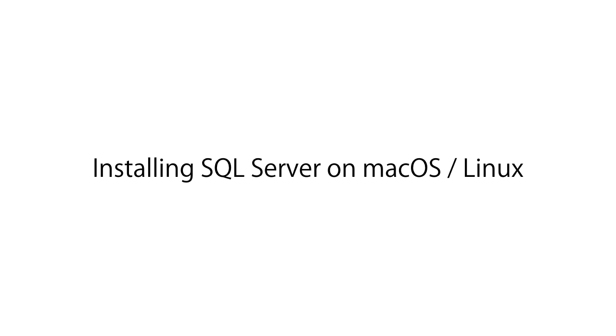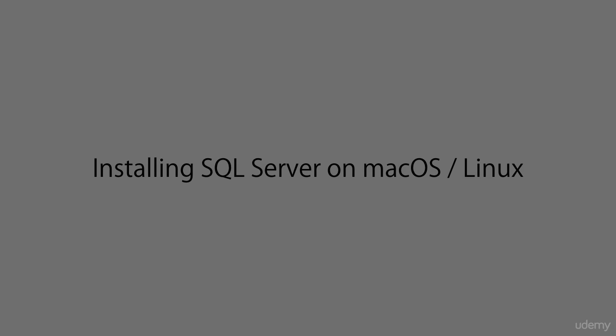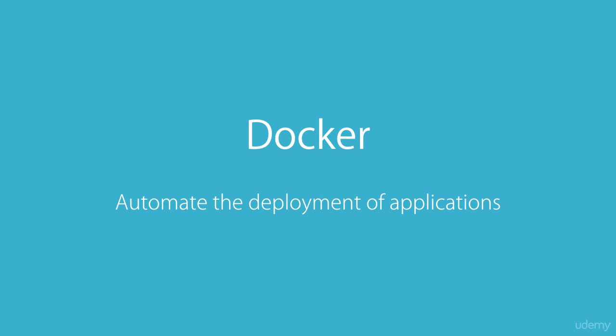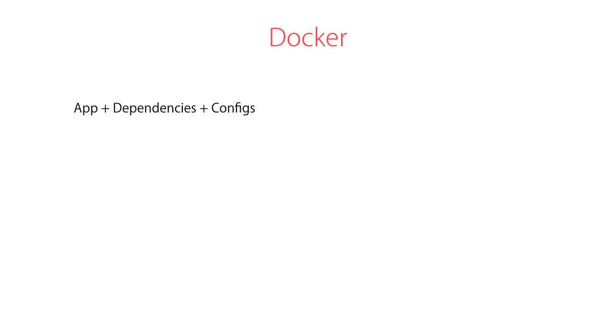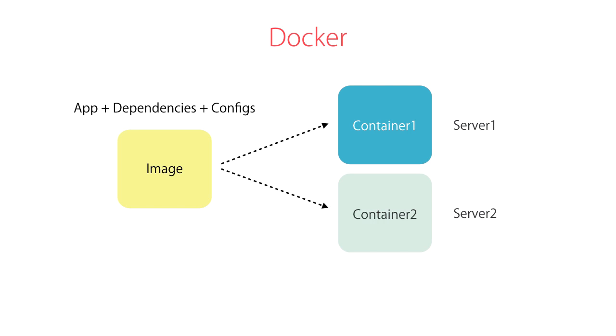Okay, in order to install SQL Server on macOS or Linux, we need to use a tool called Docker, which basically automates and simplifies the deployment of applications. And it solves the issue that your application works on your machine, but when you deploy it to a different machine, it doesn't work. With Docker, we package our application along with all its dependencies and configuration settings into an image. And then we can deploy this image to a different machine with only one command.